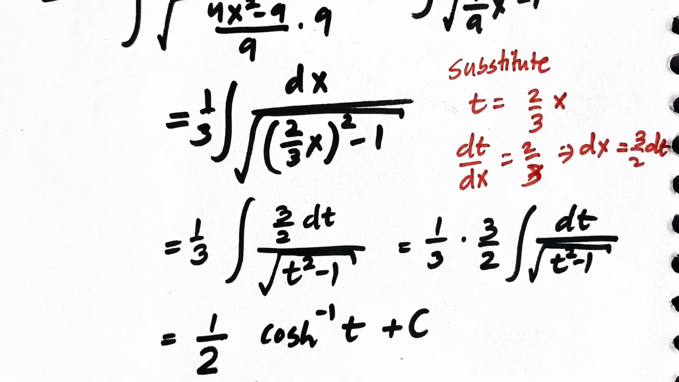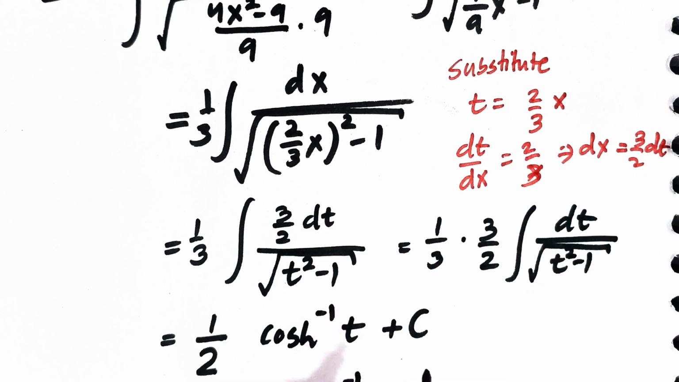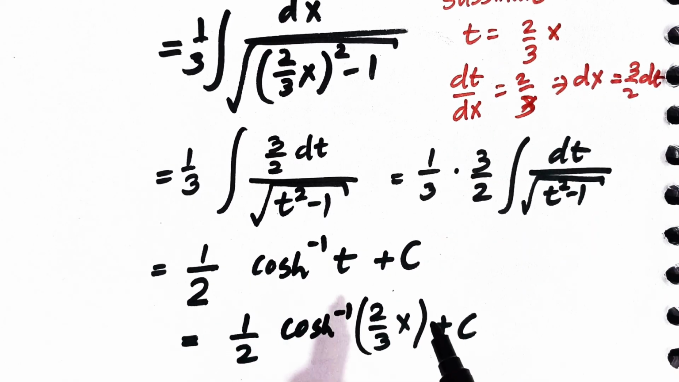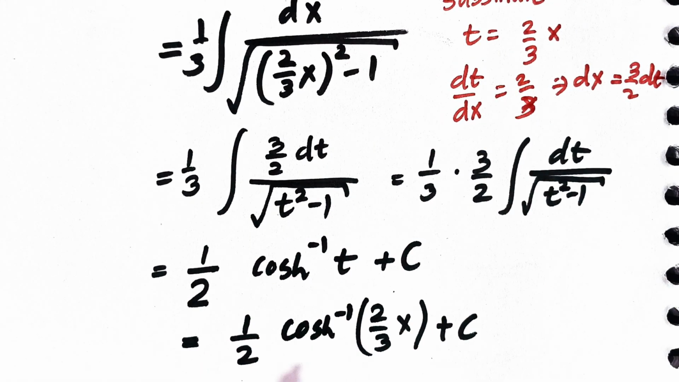Let's put the value of t. What is our t? We have taken t as 2 over 3 x. After putting the value of t, we have 1 over 2 hyperbolic cosine inverse of 2 over 3 x, as t is 2 over 3 x. If you want, you can convert this to its logarithmic form of hyperbolic cosine inverse, or you can leave it here also. This is our answer. In this way, you can solve the derivatives or integrations where you have inverse hyperbolic functions.